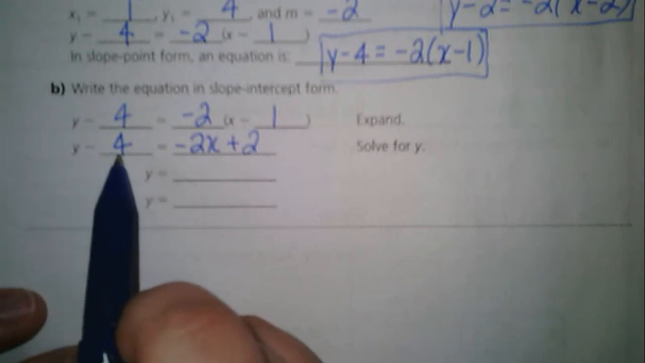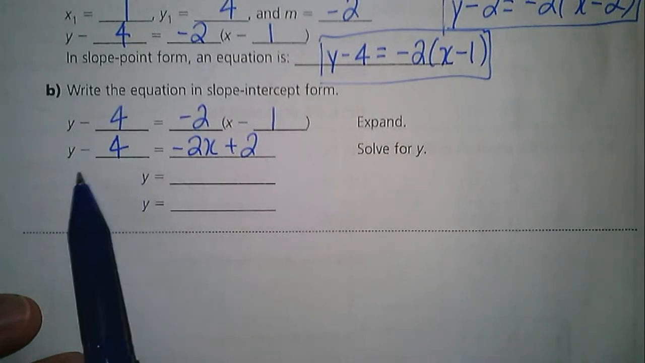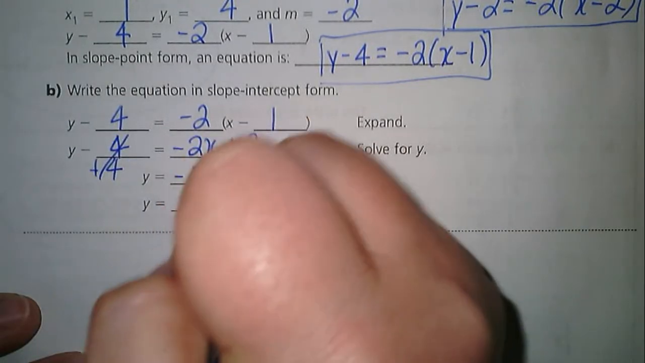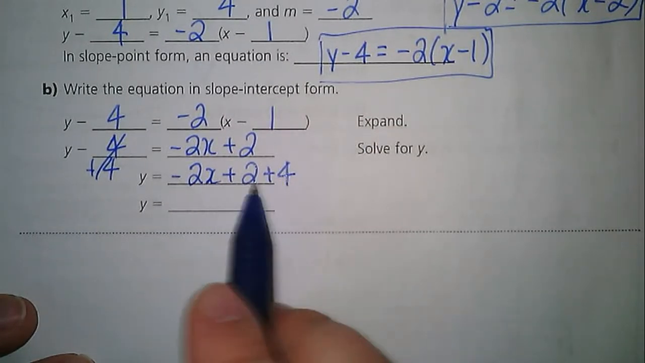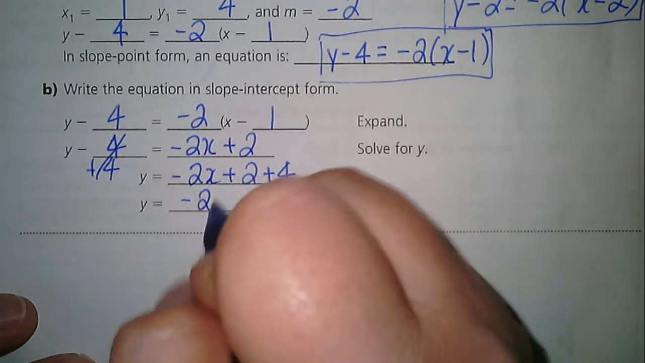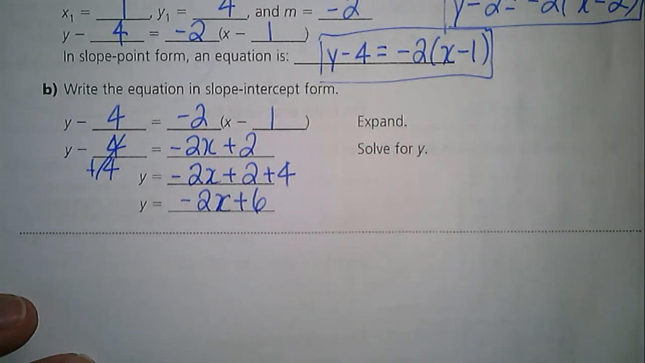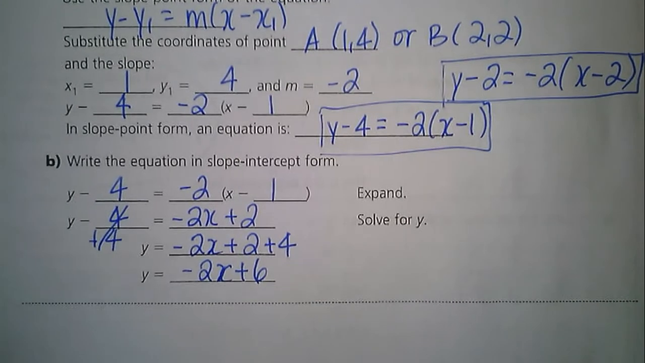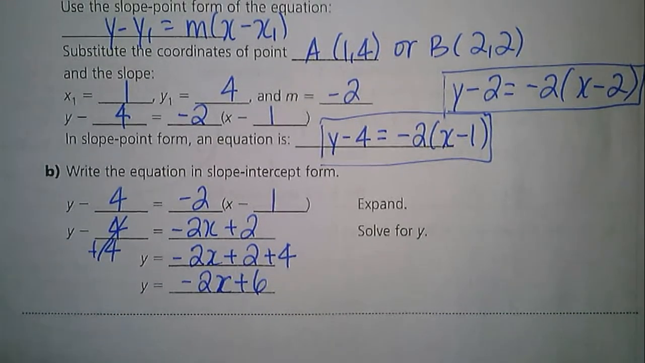Now I need to isolate the y, so I need to bring my 4 to the other side. The opposite of subtracting 4 is adding 4. So if I add 4 on this side, that gets rid of this. Just recopy that out. Plus 4. Okay, and then simplify. So combine any like terms. Negative 2x plus 6. So my final answer in slope-intercept form is y equals negative 2x plus 6. All right, so you can see the two different forms of it. We have one more example to get through.